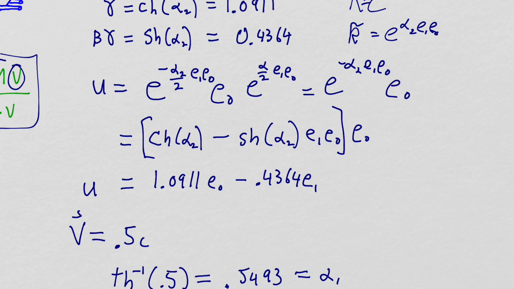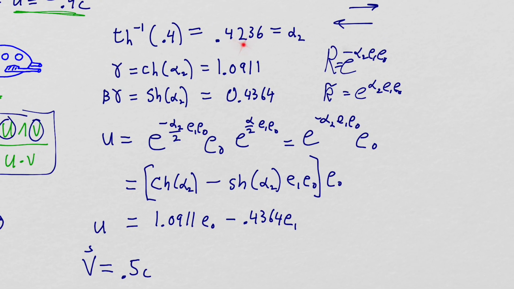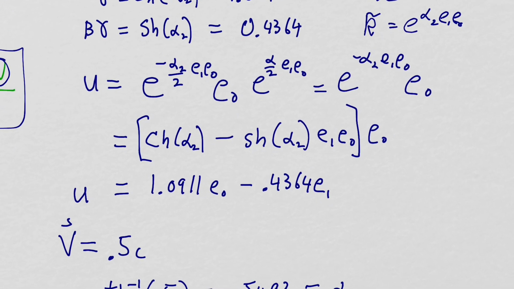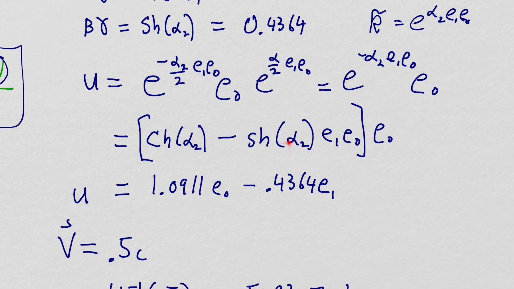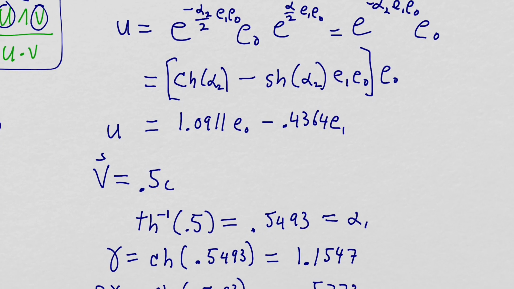So then you just do this calculation. We know that alpha 2 is 0.4236. So you put 0.4236 in here, and you use your calculator, and you get 0.10911 E0 minus 0.4364 E1. And that is the vector u, that is the one blade that represents the motion of the bullet with respect to the satellite. And if you square this, you better get 1, right? Because remember, all 4-velocities are supposed to square to 1.